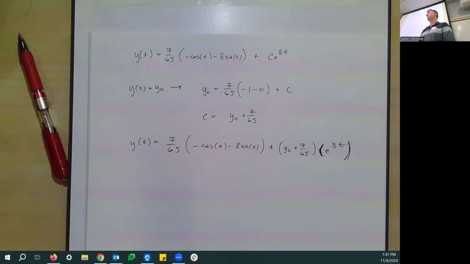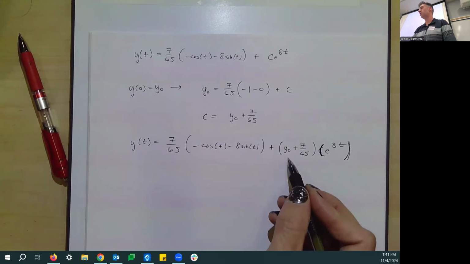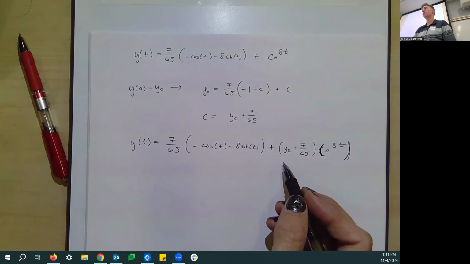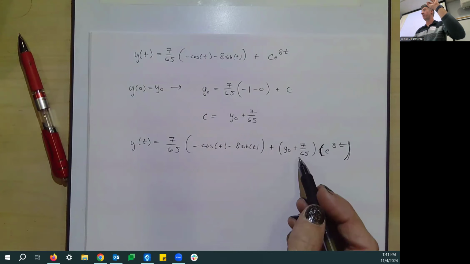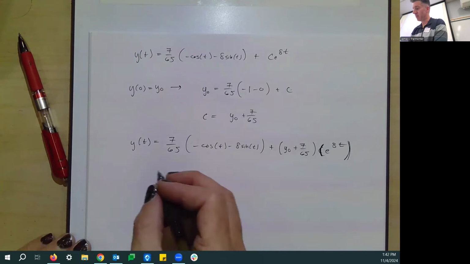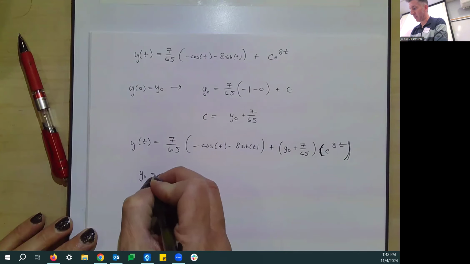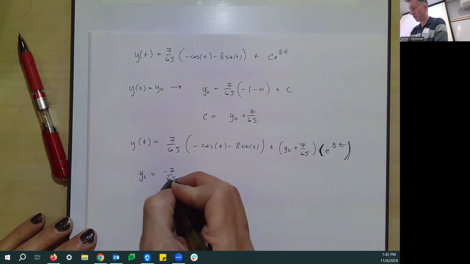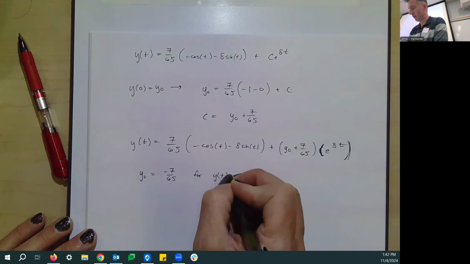So the only way for this thing to remain finite is if this coefficient is what? That much. And if it's anything other than 0, this is going to get larger and larger and larger, or negatively larger and larger and larger eventually. So the only way that this thing is finite is that y naught has to be -7 over 65 for y of t to remain finite.